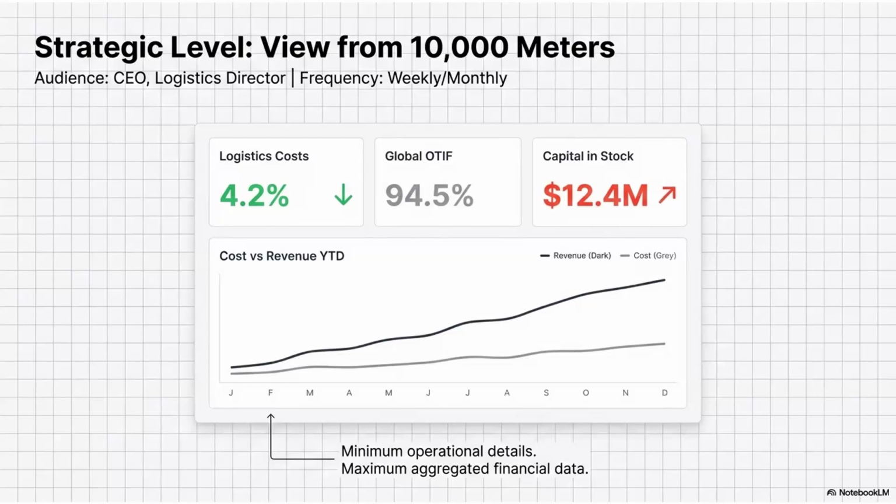Since such macro indicators are formed gradually and do not experience sharp fluctuations every minute, the strategic dashboard does not require real-time updates. The information on it is usually updated once a week or once a month. The main rule for developing strategic panels applies here without compromise: minimum operational details and maximum aggregated financial data for making well-considered decisions.